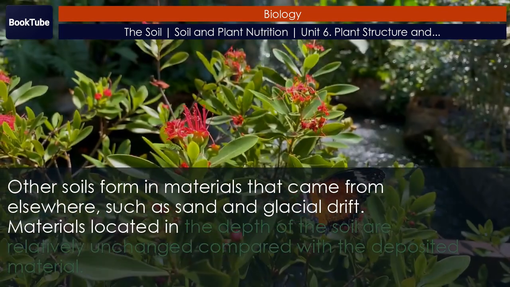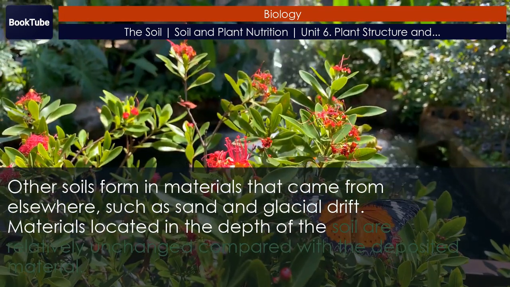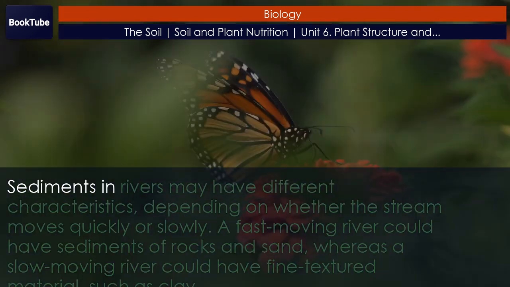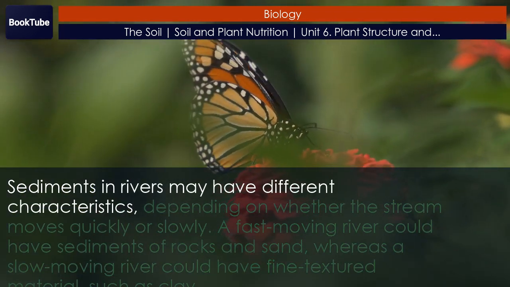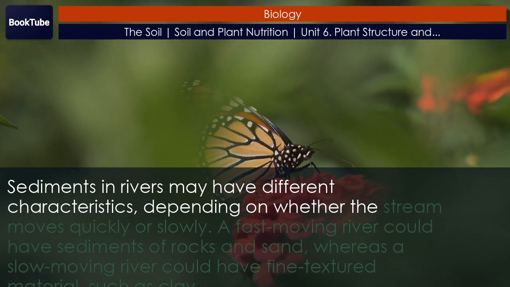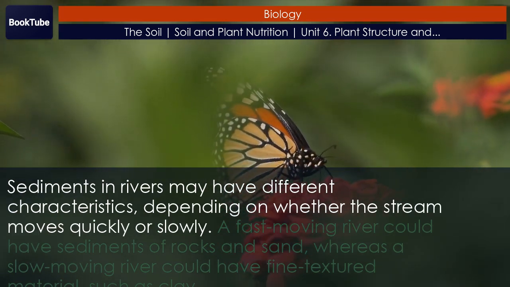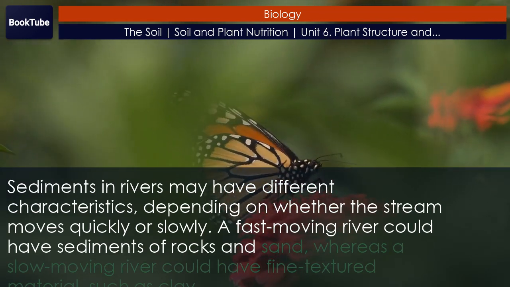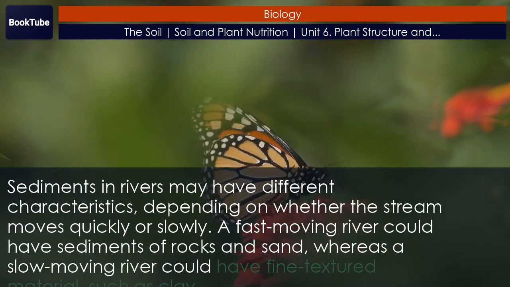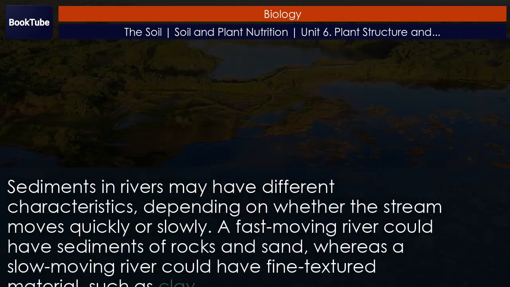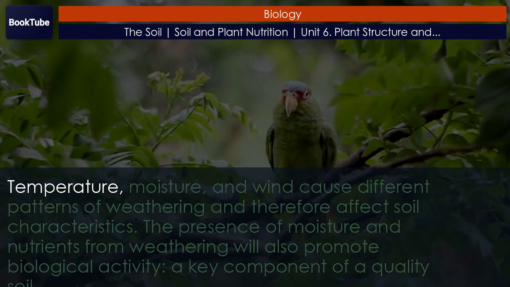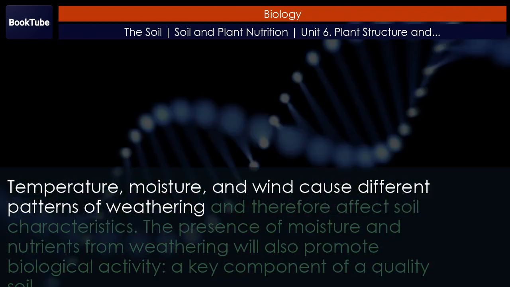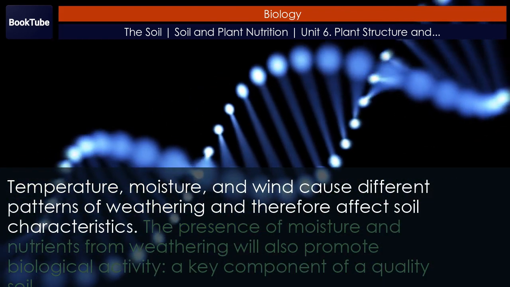Materials located in the depth of the soil are relatively unchanged compared with the deposited material. Sediments in rivers may have different characteristics, depending on whether the stream moves quickly or slowly. A fast-moving river could have sediments of rocks and sand, whereas a slow-moving river could have fine textured material, such as clay. Climate, temperature, moisture, and wind cause different patterns of weathering and therefore affect soil characteristics.